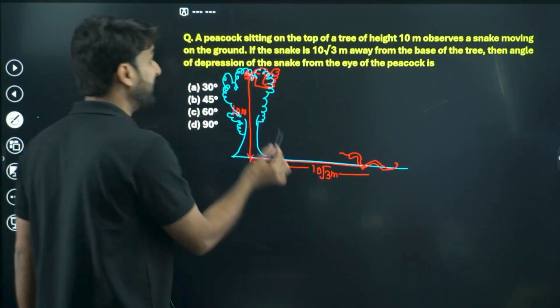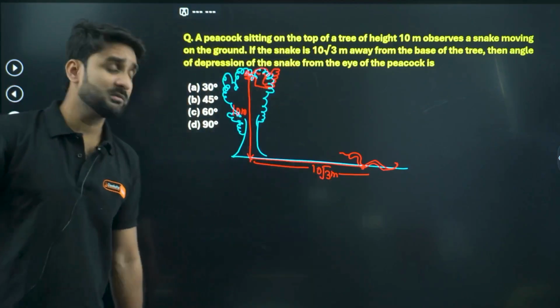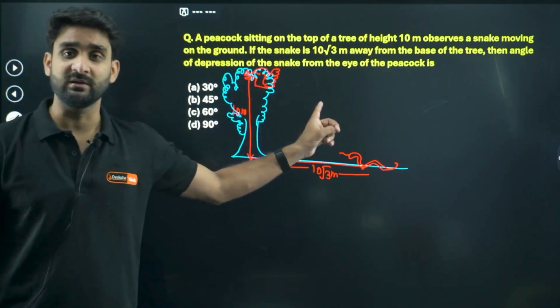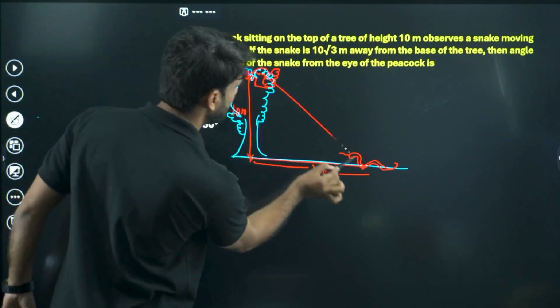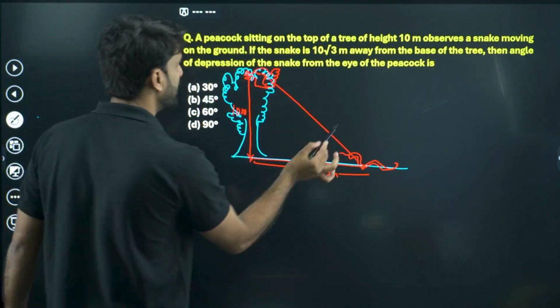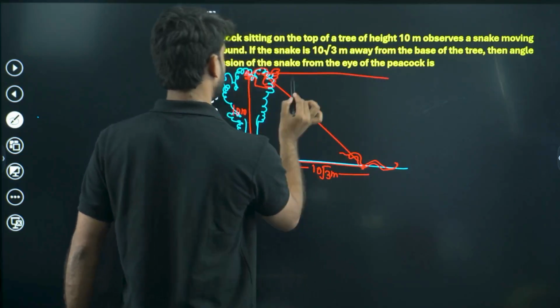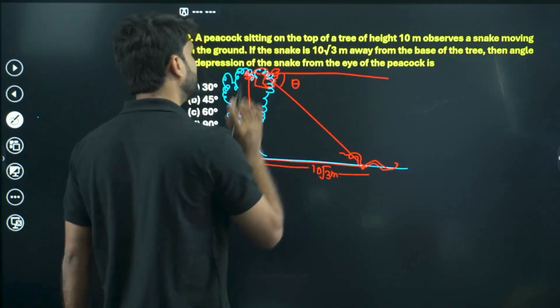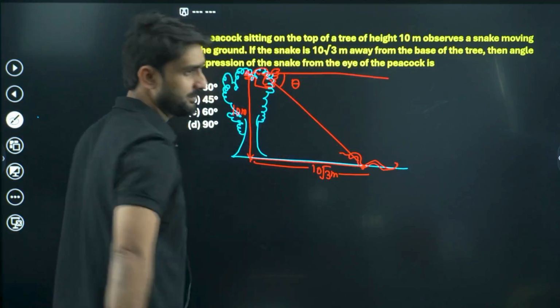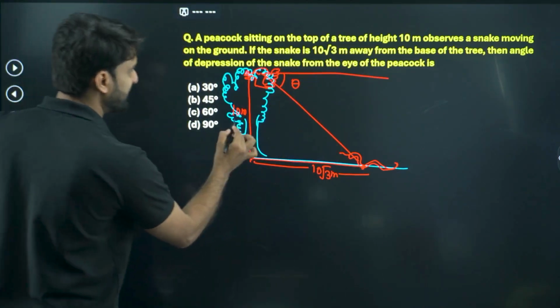Then angle of depression, look, the angle of depression is here, my dear kids. So the angle of depression will be the peacock. This peacock is looking at this snake here. So the angle of depression will be in air. Here angle of depression will be. So we have to find this angle of depression, theta. The angle of depression is unknown, right? So the height of the tower is 10 meter.